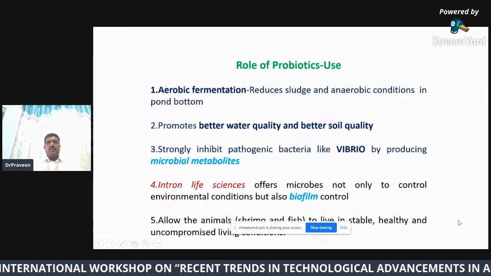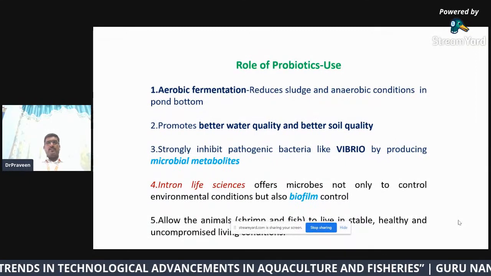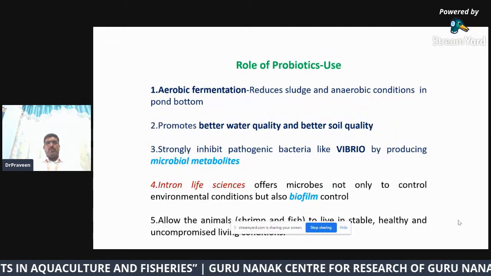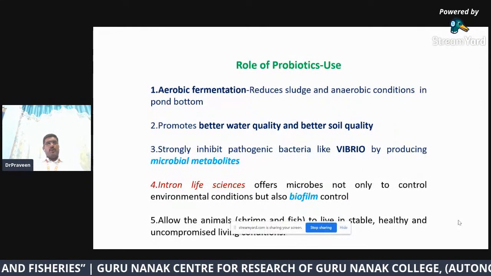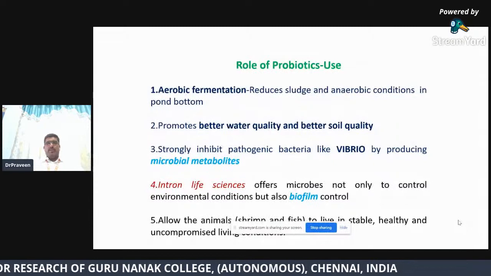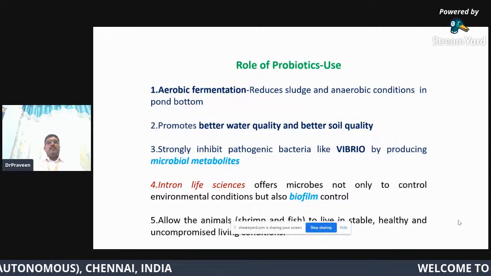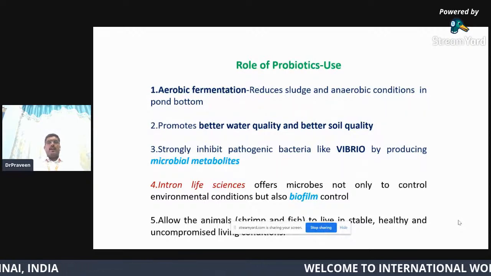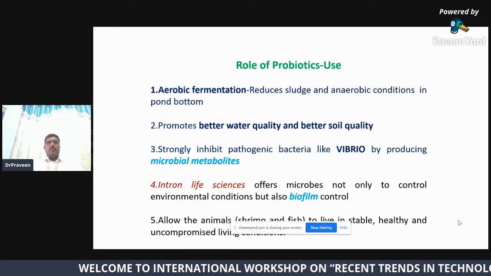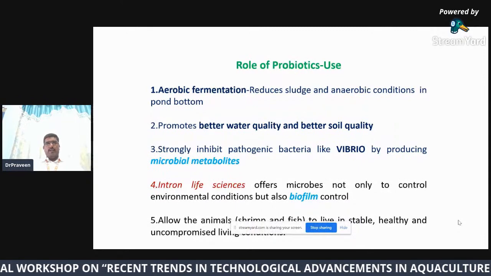And finally, we allow our shrimp and fish to live in very good, stable, healthy, and uncompromised living conditions. Our role as a probiotic company is to produce good quality probiotics which will allow the animal, particularly shrimp or fish, to live under stable, healthy, and uncompromised conditions, so that our target of producing highly valued shrimp may be possible with the help of these water probiotics and soil probiotics.